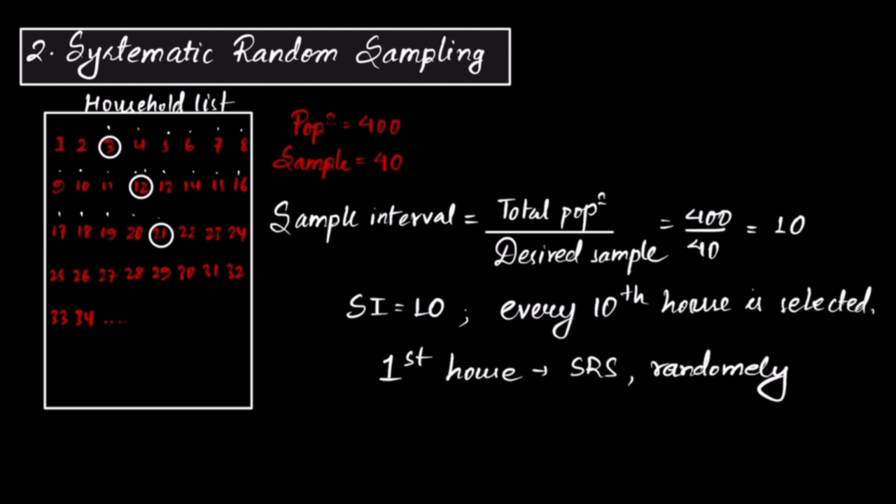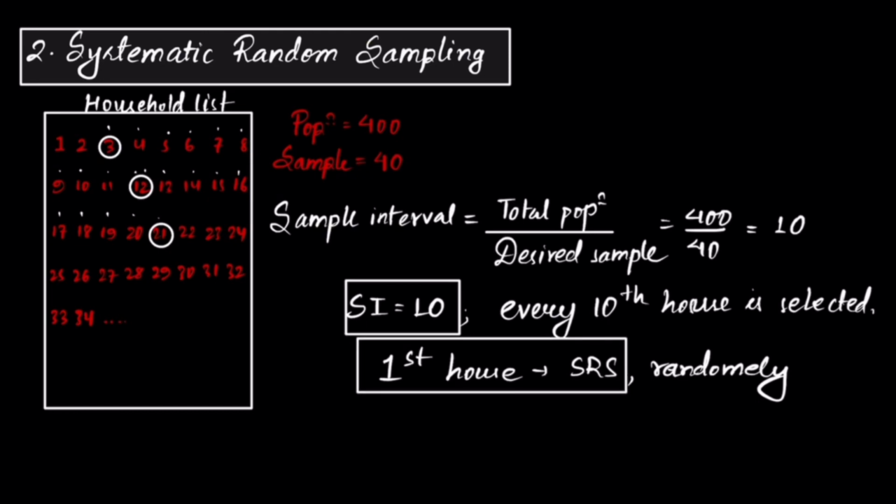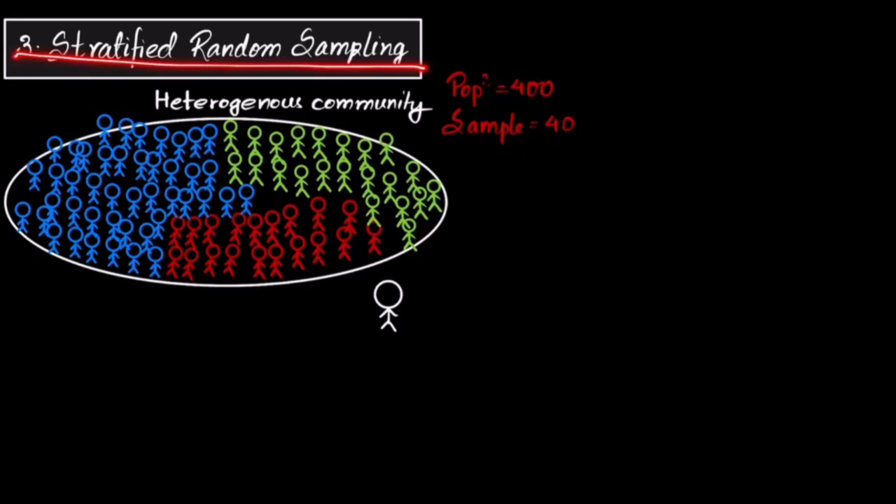So a system has been used, that is sample interval has been used, and randomness has been used by selecting the first house applying simple random sampling. That's why we call it systematic random sampling. Stratified random sampling is the best sampling technique that is used for a heterogeneous community.